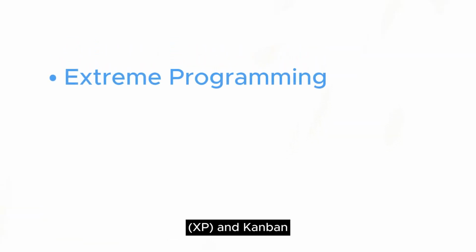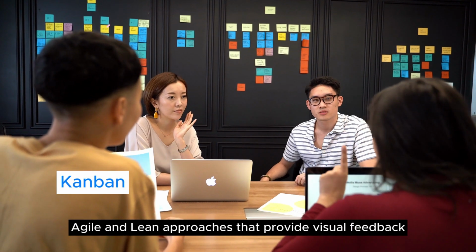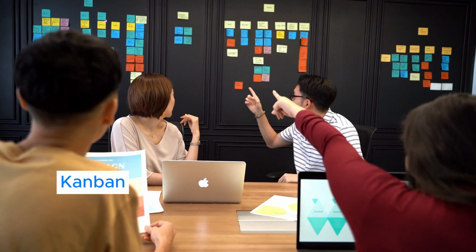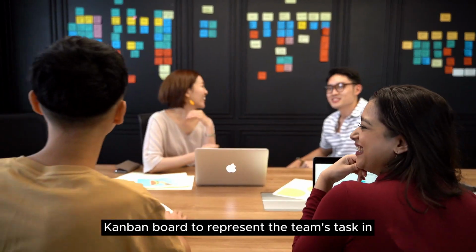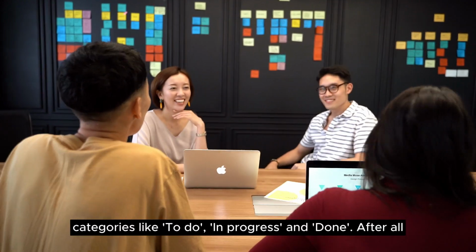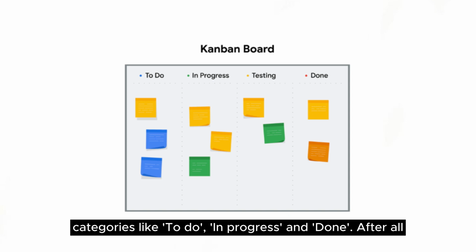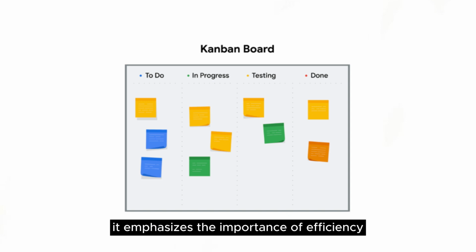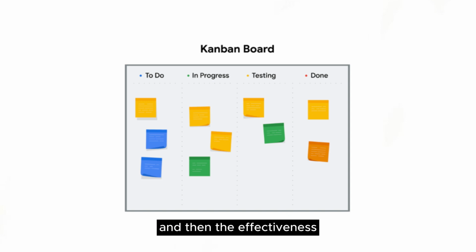Well, overall, Agile has 2 other kinds, Extreme Programming, XP, and Kanban. Kanban is a tool used in both Agile and Lean approaches that provides visual feedback about the status of the work in progress, representing the team's tasks in categories like to do, in progress, and done. After all, it emphasizes the importance of efficiency and then effectiveness.